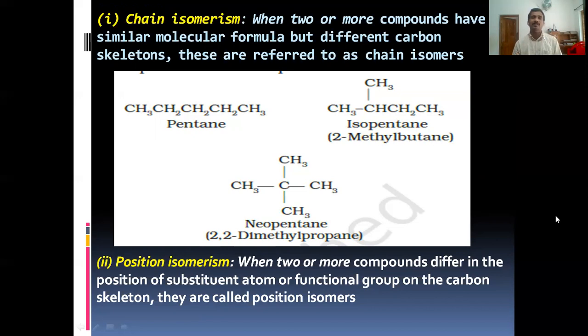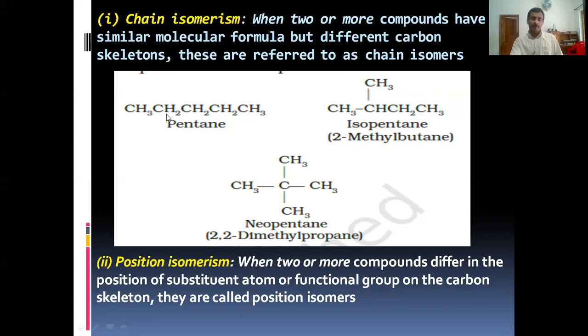When two or more compounds have the same molecular formula but different carbon skeletons, these are referred to as chain isomers. The number of carbon atoms in the longest chain will be different. Here you can see three examples: pentane, 2-methylbutane, 2,2-dimethylpropane. Pentane's longest chain contains 5 carbon atoms. 2-methylbutane's longest chain contains 4 carbon atoms. 2,2-dimethylpropane's longest chain contains 3 carbon atoms. Here, 2 carbon atoms are present as side chains or substituents, and here, 1 carbon atom is present as a substituent.